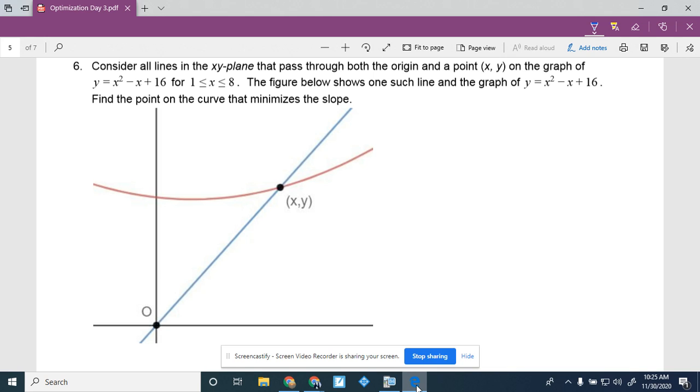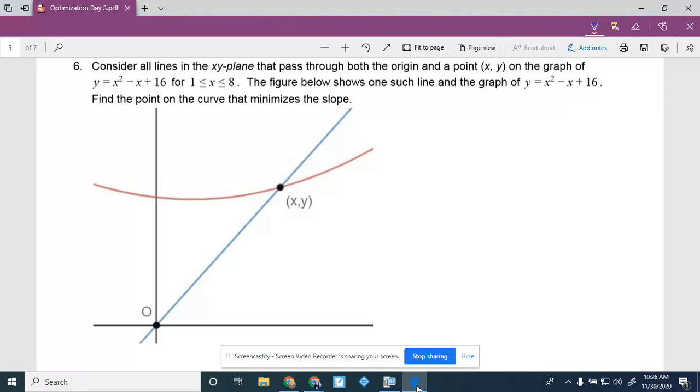All right, let's take a look at this next optimization problem. It says consider all lines in the xy plane that pass through both the origin and a point (x, y) in the graph of y equals x squared minus x plus 16, but only for x values between 1 and 8. The figure below shows one such line and the graph of the parabola. Find the point on the curve that minimizes the slope.